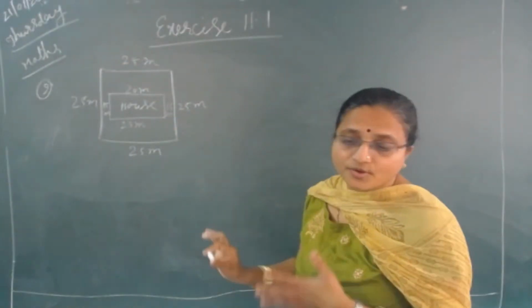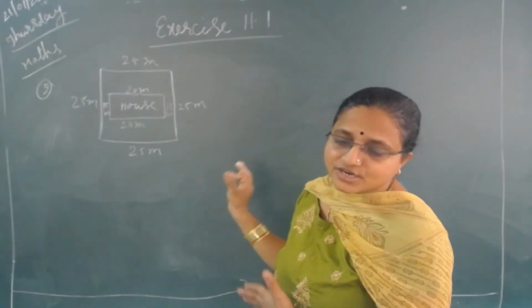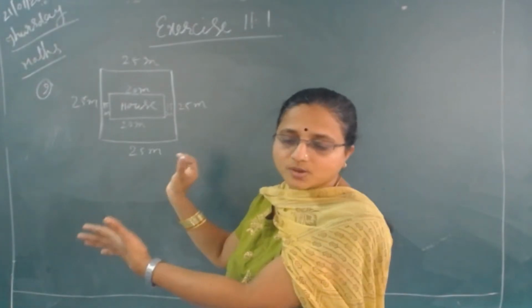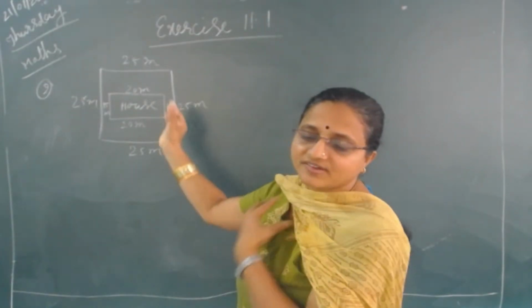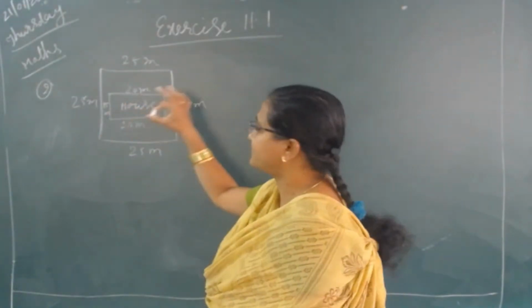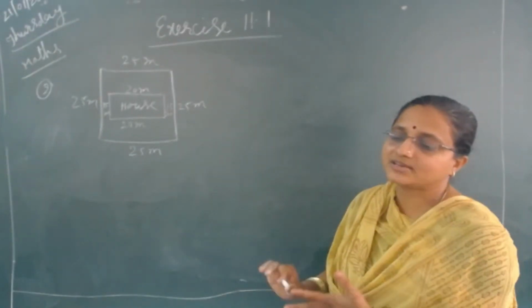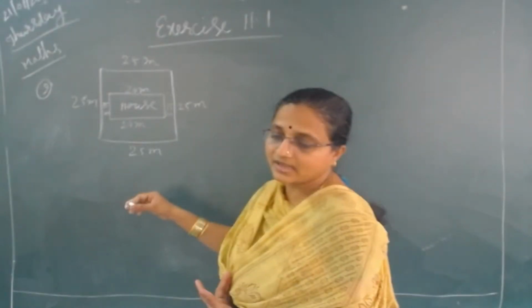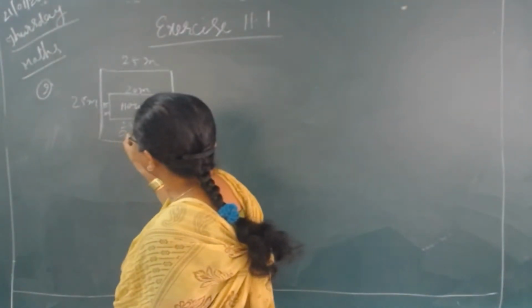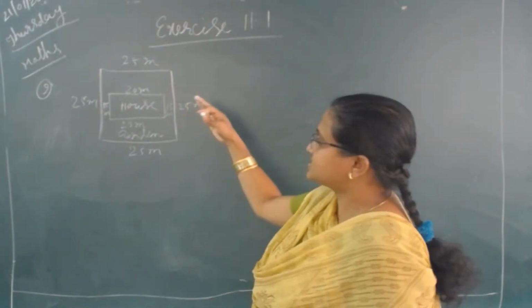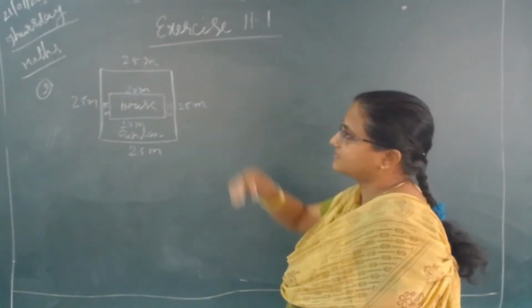What is the question she asked? She wants to construct a house in the middle of the plot, and a garden is developed around the house. Find the total cost of developing the garden around the house at the rate of 55 rupees per meter square. So how many meter square area is the garden occupying? This is the garden around the house. First we have to find out how much area the garden is occupying.